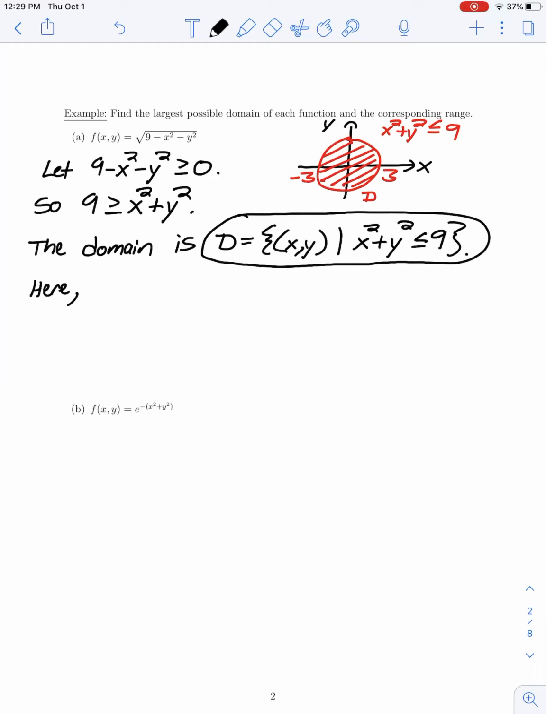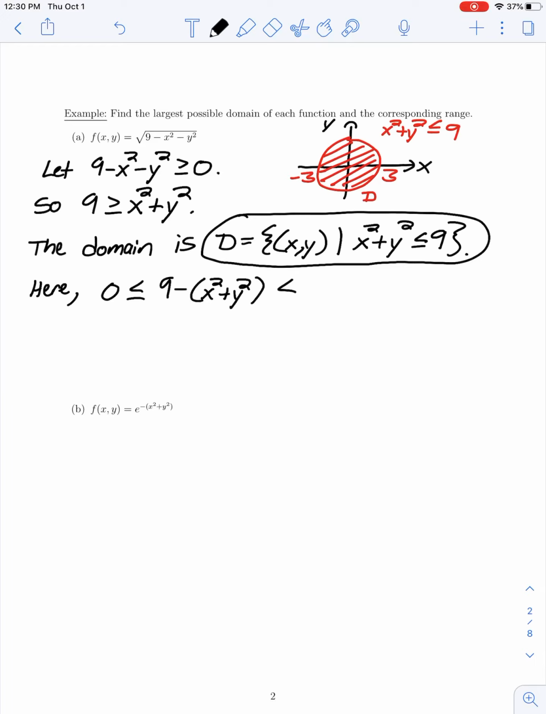Now I have 9 minus x squared minus y squared, or I can write this as 9 minus the quantity x squared plus y squared. And for this function to be defined, we said that this expression, 9 minus x squared minus y squared, had to be non-negative so that we have a real number.